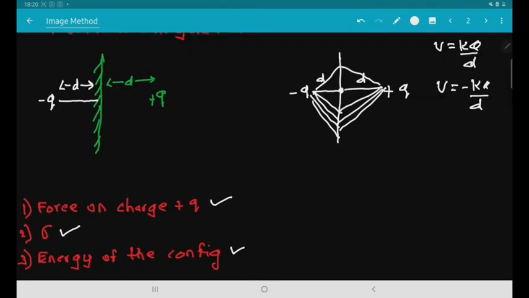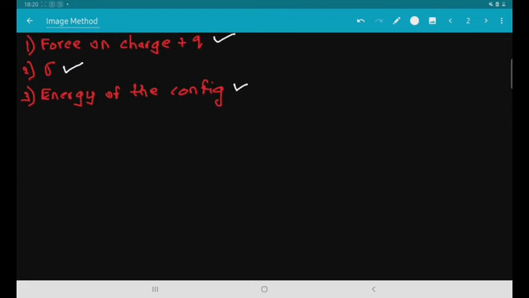What will be the charge induced on this plate? The charge induced on this plate will definitely be negative, minus q, but it will be randomly distributed, unsymmetrically distributed. That is why it is difficult to calculate. Okay, let us calculate the force.